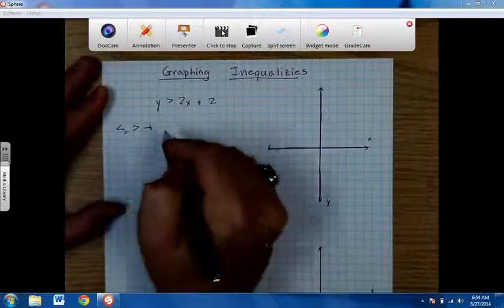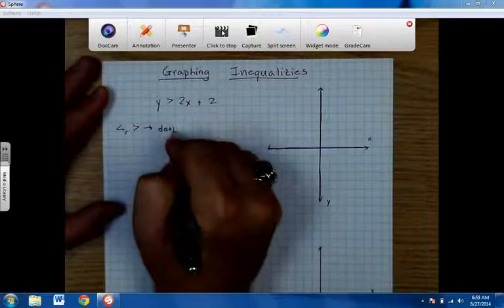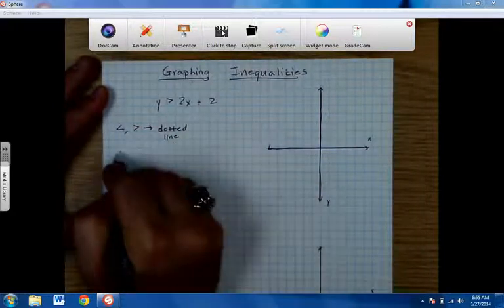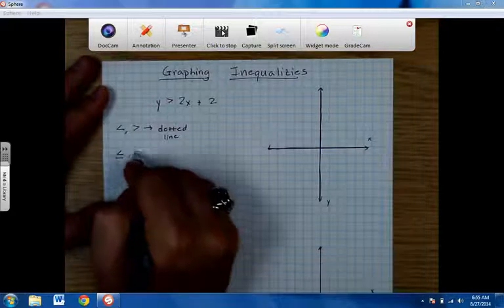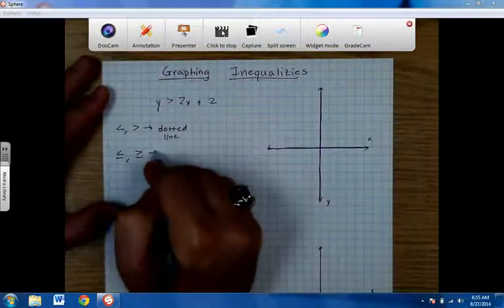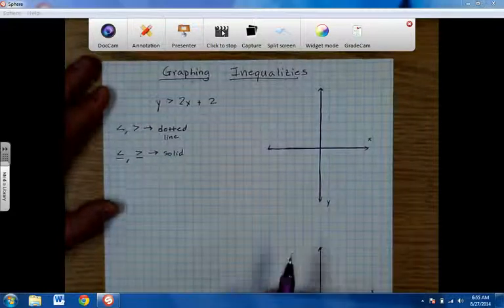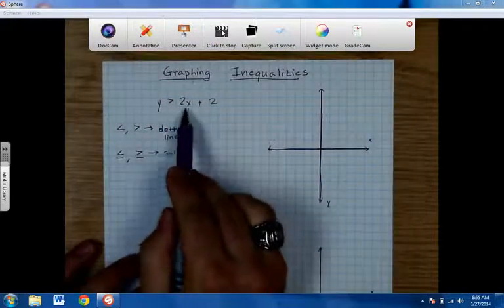your line is going to be dotted. When you have a less than or equal to or greater than or equal to, your line will be solid. So in this case, our line will be dotted.